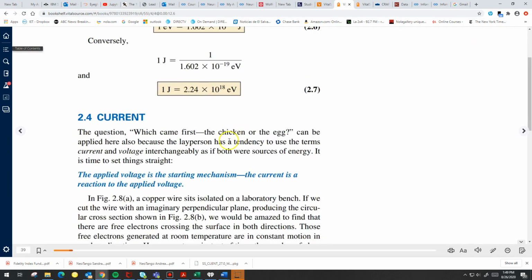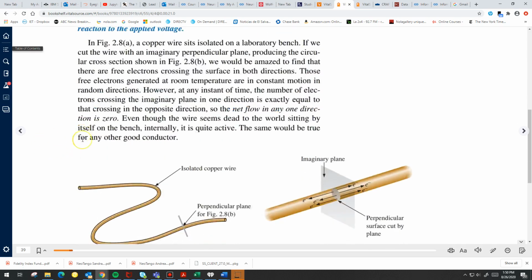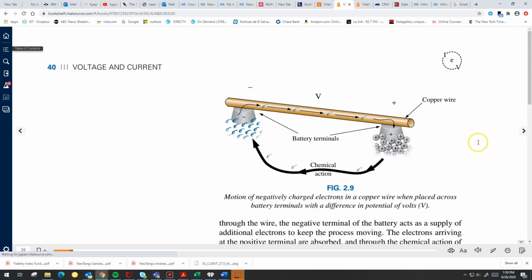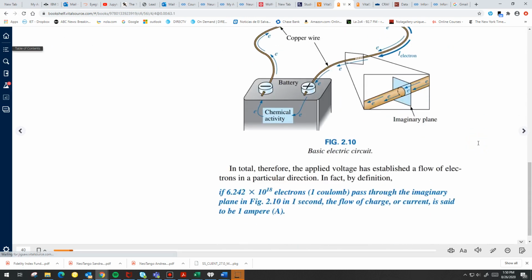So that brings us to the concept of current. Since we already explained that when we apply a voltage, that voltage creates a pressure that makes the electrons move, you can think of current as a reaction to applying a voltage. If you look at this figure for a moment. Right here.